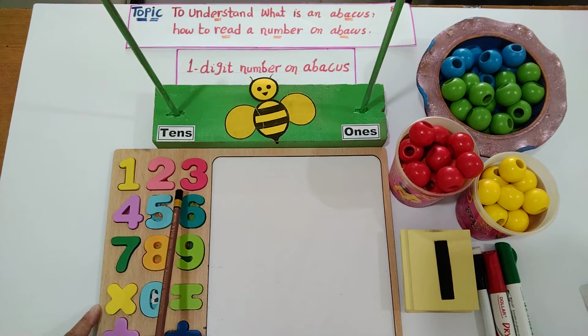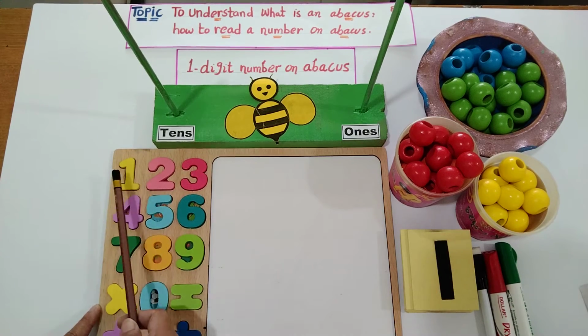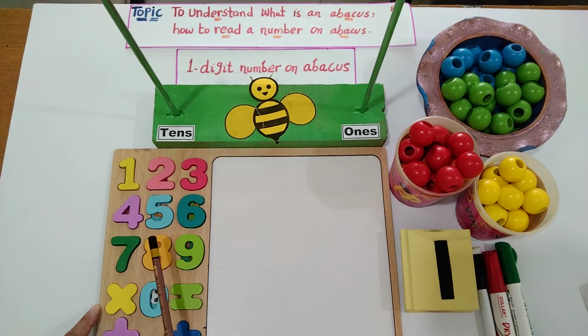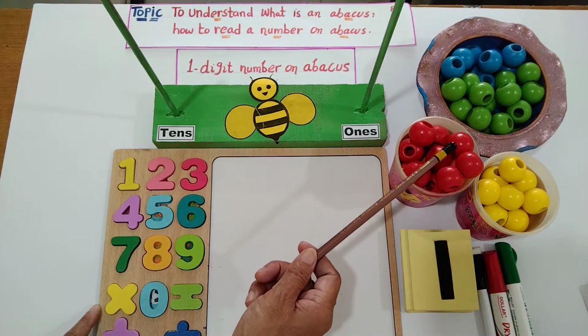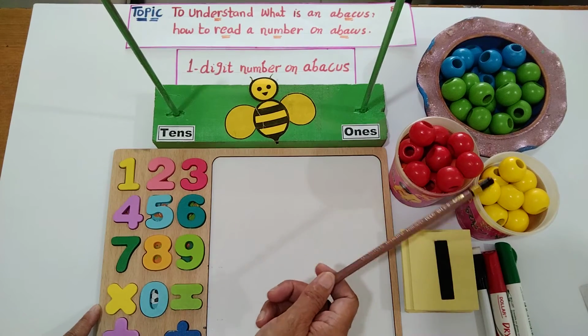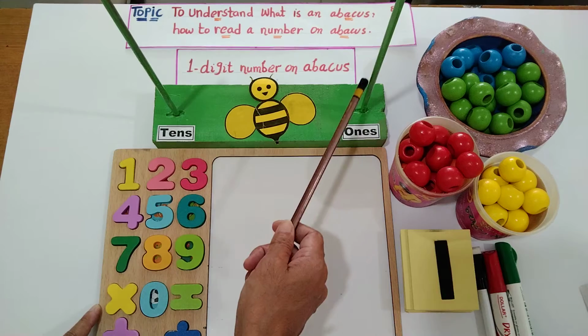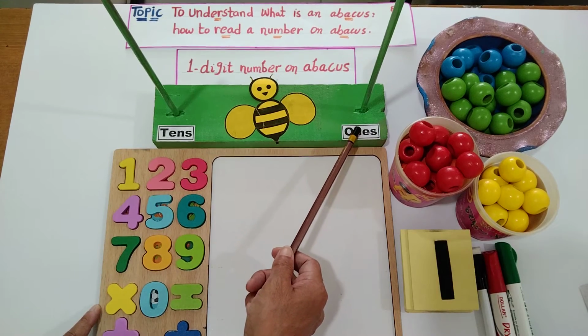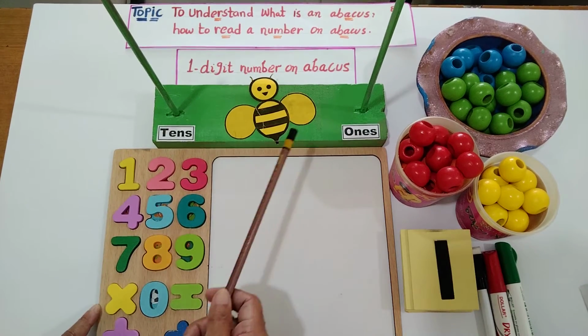So what are the one digit numbers? 1, 2, 3, 4, 5, 6, 7, 8, 9. These are all called one digit numbers. We can use these beads to show these numbers on the ones place in the abacus.